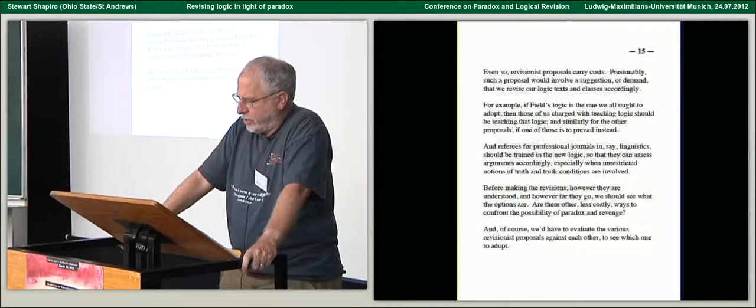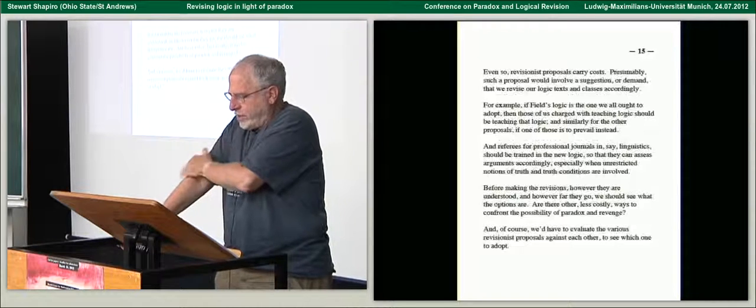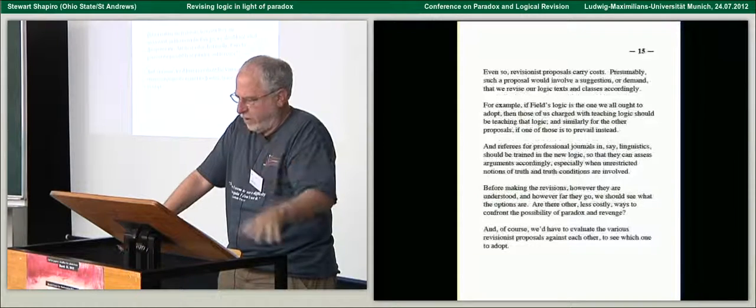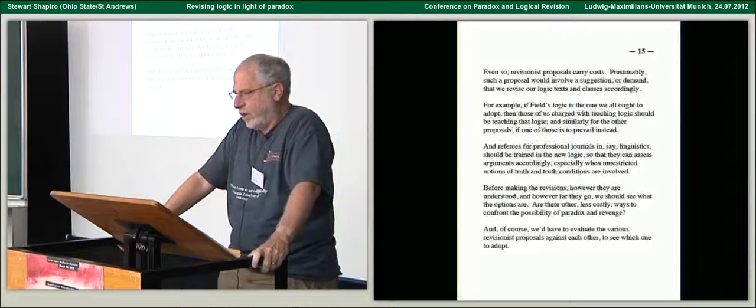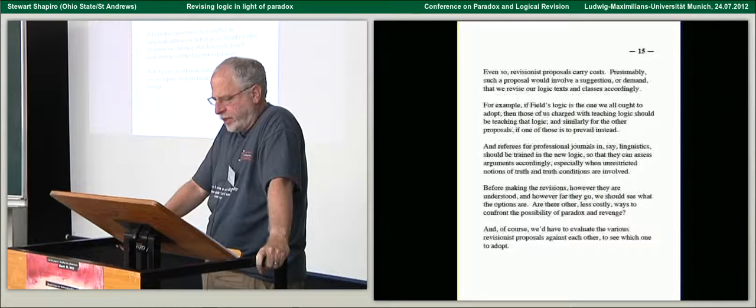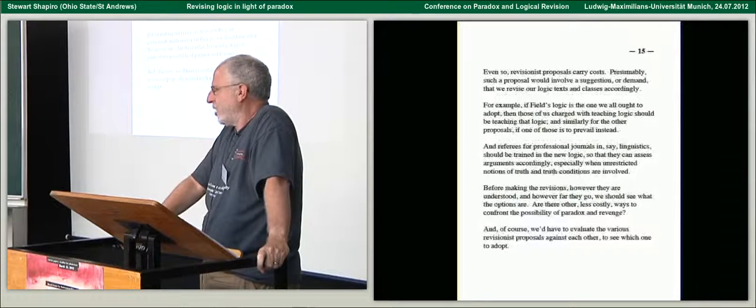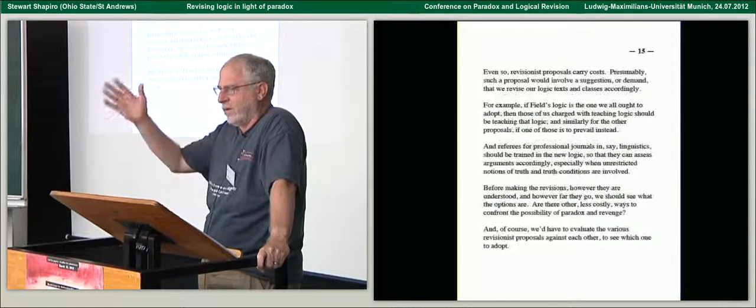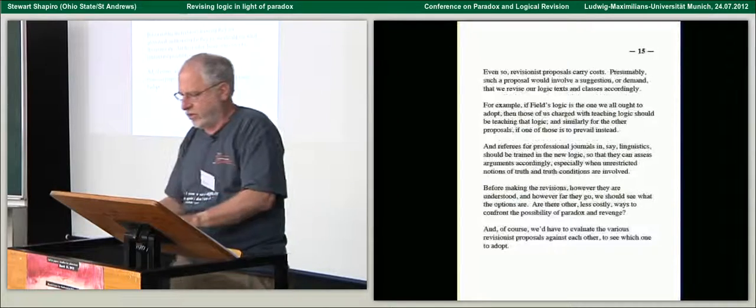All right, now, before making the revisions, however they're understood and however far they go, we need to see what other options are. Are there other less drastic, less costly ways to confront the possibility of paradox and revenge? And of course, we'd have to evaluate the revisionist proposals against each other to see which one to adopt. So I'm not quite sure how this is supposed to end up. Like we're supposed to have this big meeting and decide which one is the best one, and then revise the curriculum and get everyone to start teaching that and so on.